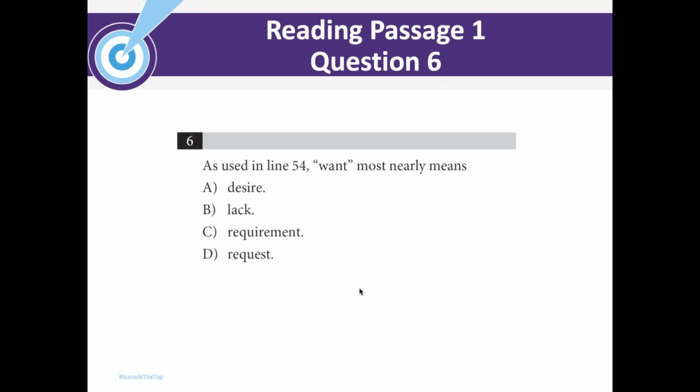Number 6 is my second vocabulary in context question. And notice how we have this word want. You can think about this as a classic word with multiple meanings, because usually if we want something, we desire something, right? Which would be answer choice A. But here, she's missing her governess. So 6 is going to be B, lack. She's missing something. So she wants for it, she lacks for it. So 6 is B.